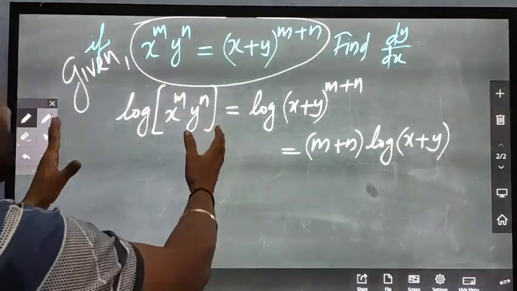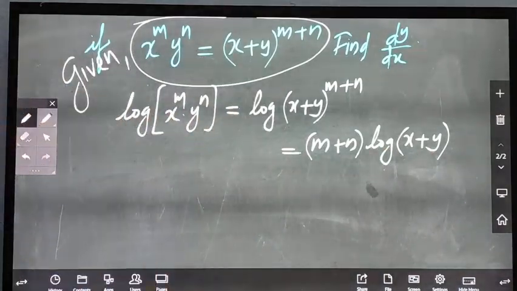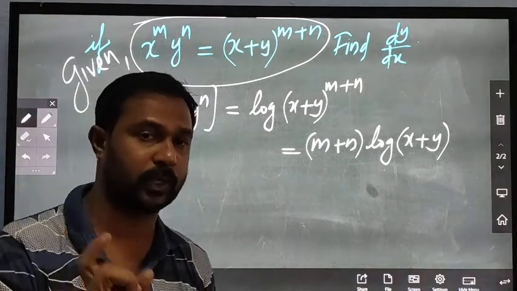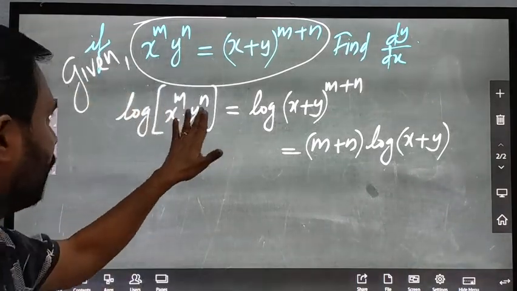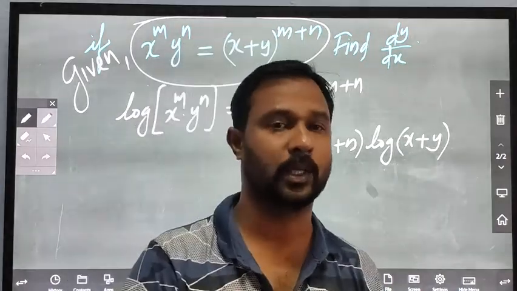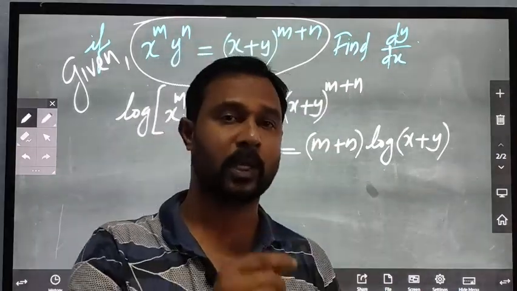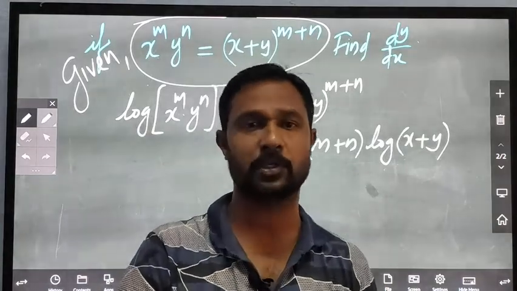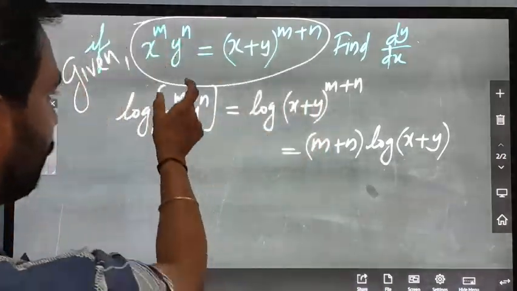Why I study the left side is, you see, here the left side is a product of two functions. So the logarithm of a product is expressed as the sum of individual logarithms. Okay, log of xy is log x plus log y by the product rule of logarithms. Then how to rewrite this?